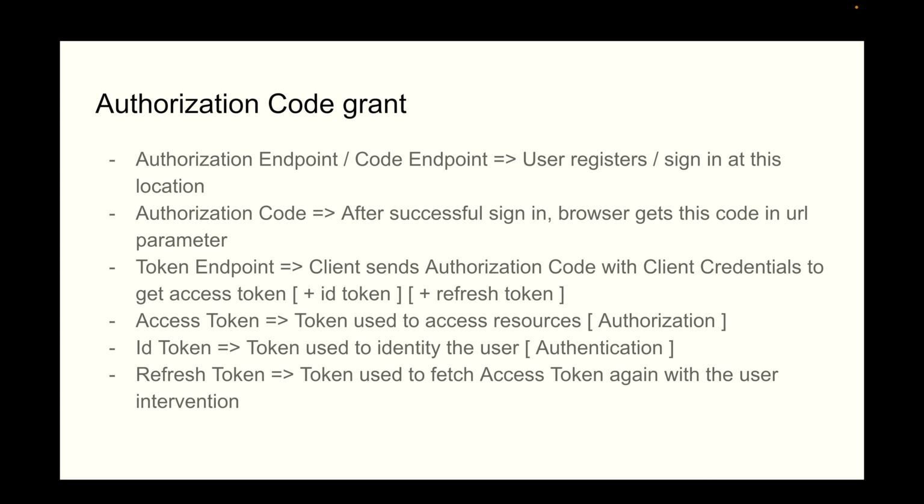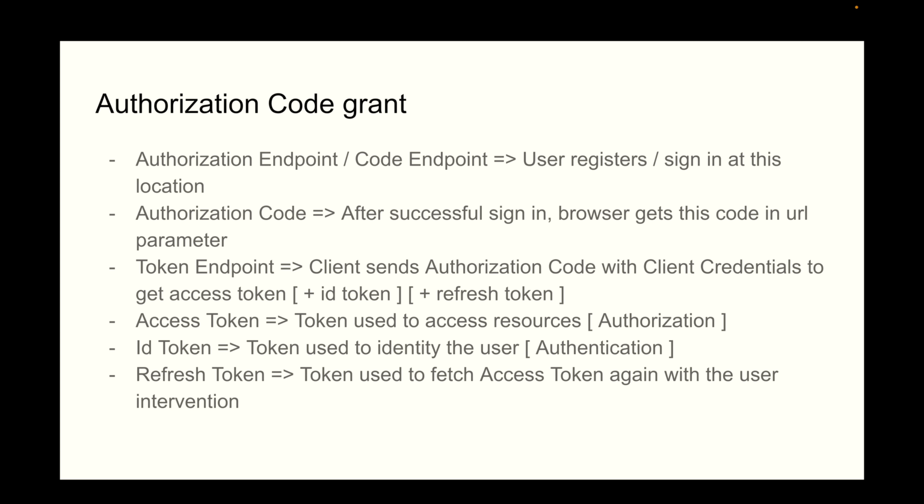Now let's look at the authorization code grant in a little bit more detail. So there is the authorization endpoint. It is the URL where the user enters their credentials like username and password on the authorization server's website. After successful login, the authorization server redirects the user to a URL which is called the redirect URL, and it appends the authorization code in that URL, and that authorization code is retrieved by the client. So the client sends the authorization code with client credentials to get the access token, and this token endpoint is defined in the authorization server. Then the authorization server will send back the access token.